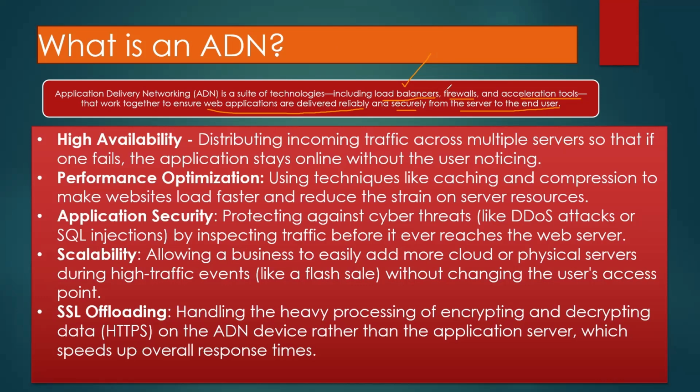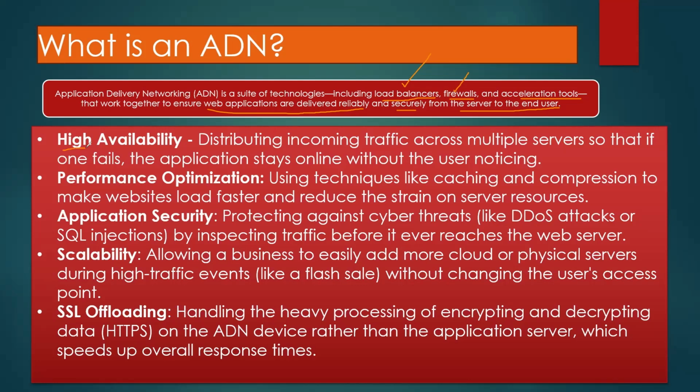Also the firewall is nothing but making sure no one can hack our URL. That is what the firewall does. Acceleration tool means optimization. It should be fast, deliverable, and easily accessible. So that is what the ADN can provide.